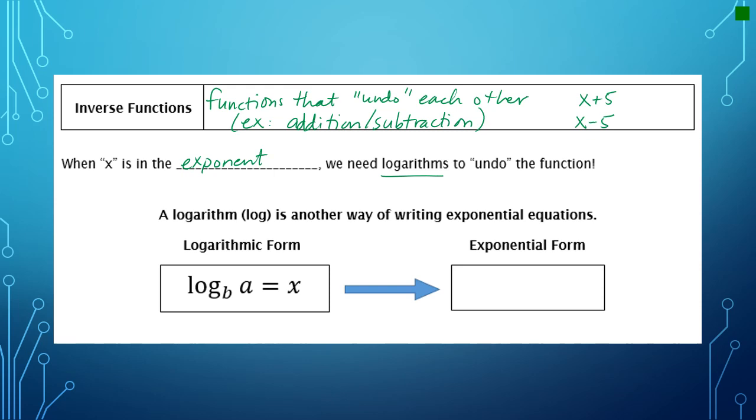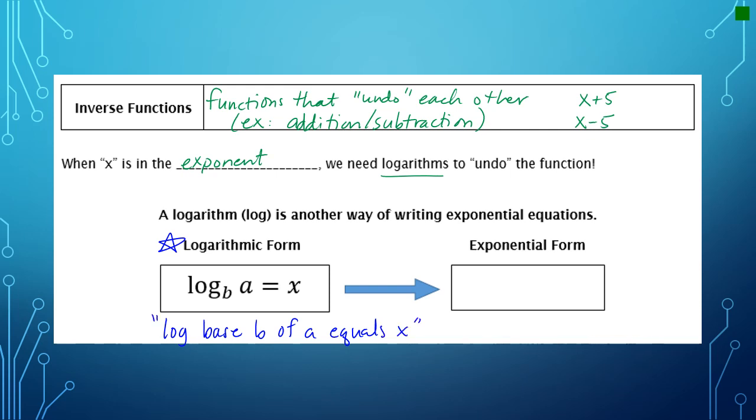So what we're going to do is practice writing things back and forth between logarithmic form and exponential form. What's really nice about logarithmic form is that you'll know it's logarithmic form because it literally says the word log in it. So this is what logarithmic form looks like right here, where I'm putting a blue star. The way that you say this is log base b of a equals x.